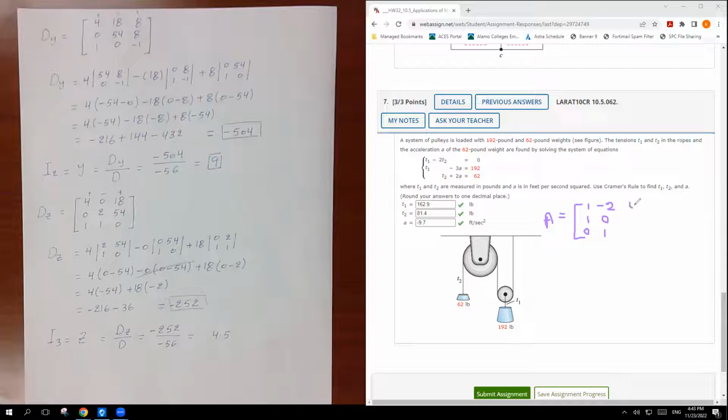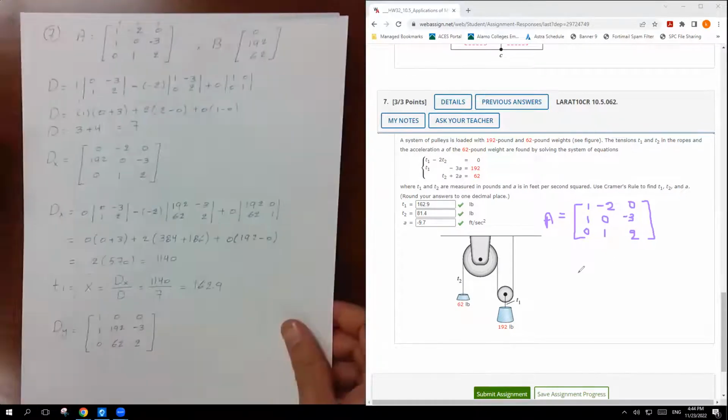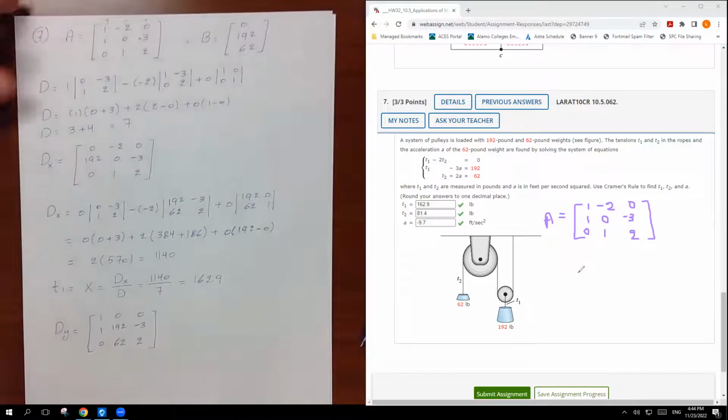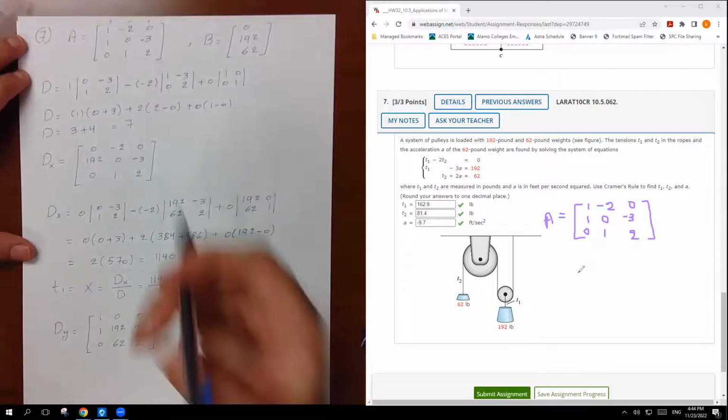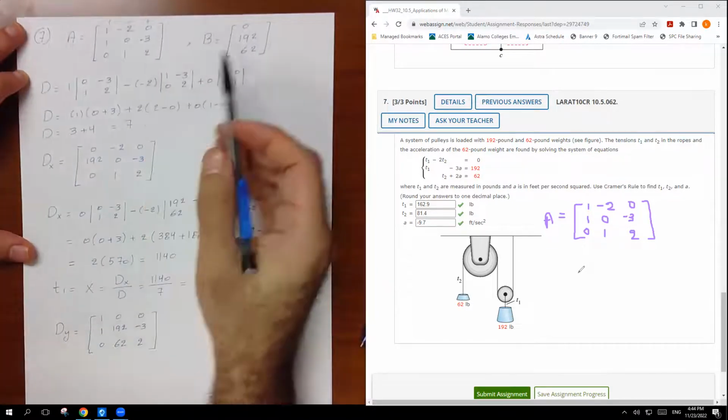So the first one, there is no A. With the second equation, there is negative 3. You're going to type negative 3. And for the third one, it is going to be 2. So here is the matrix A. We're going to use this matrix by using Cramer's rule to find the solution. So let's check the steps. So here is the matrix A. We're going to plus, minus, plus. Then here's the matrix B.